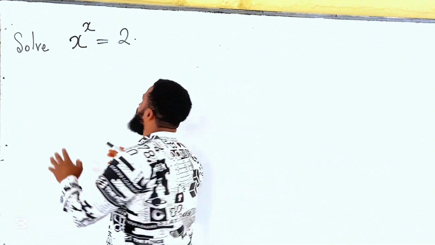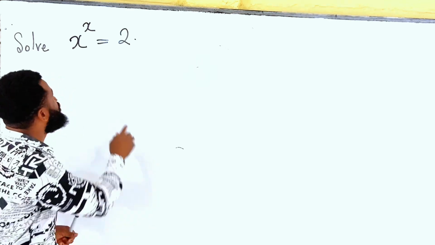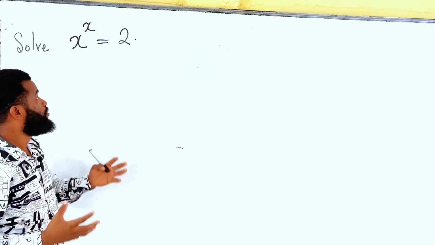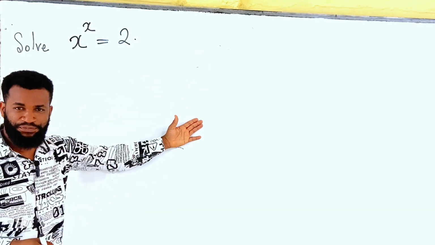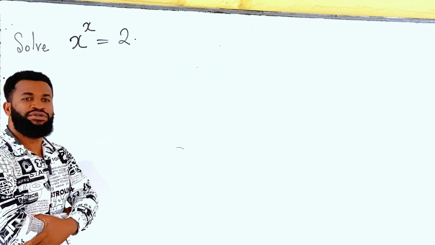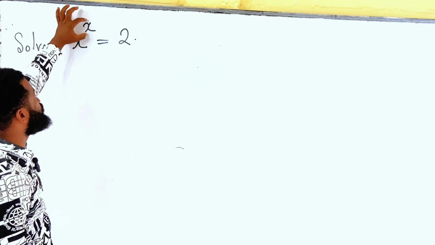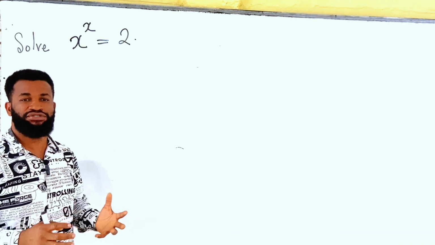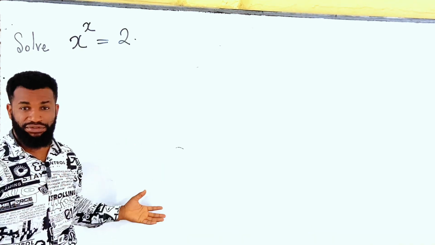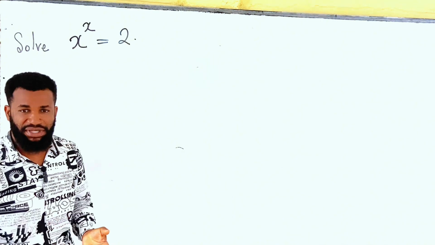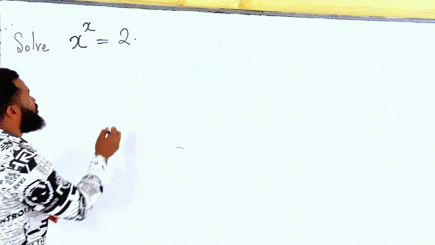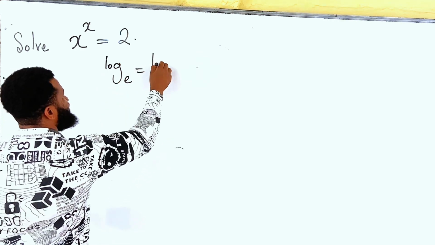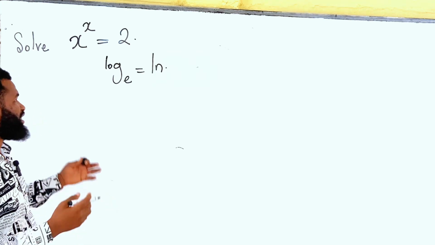The first thing you should notice when seeing this problem is that you have a letter x and another letter x raised to the power of each other, and that is equal to 2. So what you should be thinking is, what should I do to bring this x down? The only thing that can help you achieve that is the use of natural logarithm, or you can even use logarithm of common base, which is base 10, but I'm going to use log base e, which is ln.